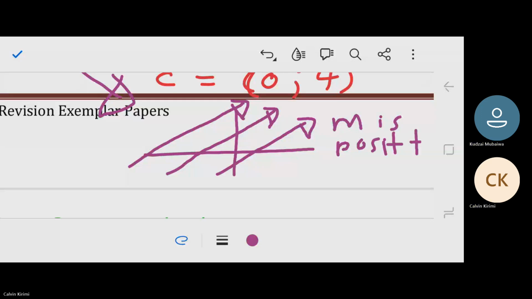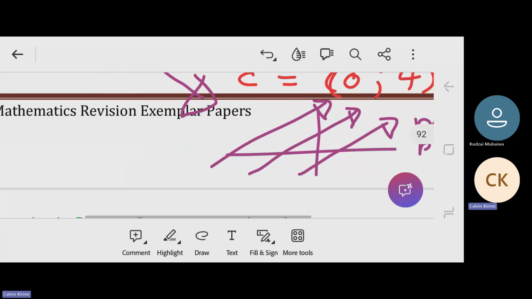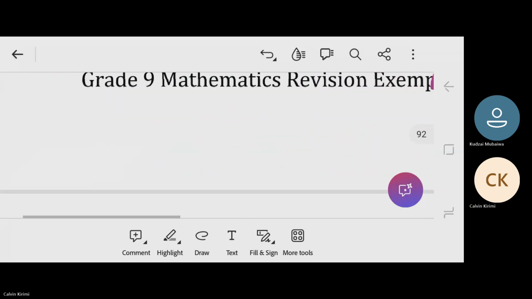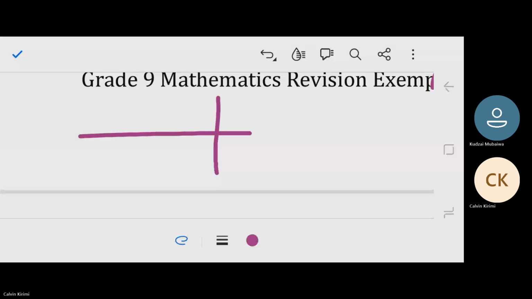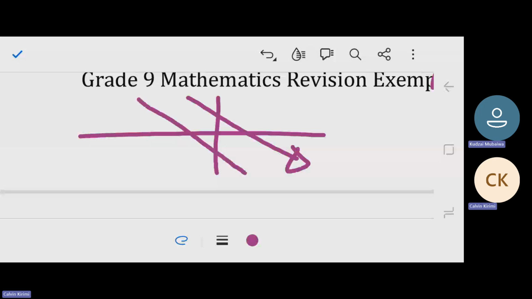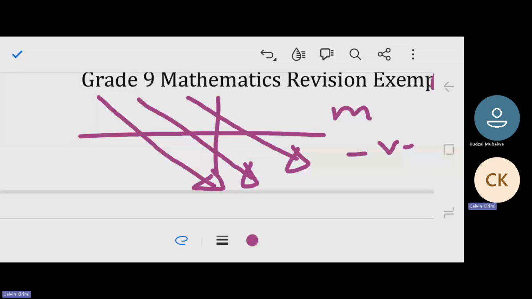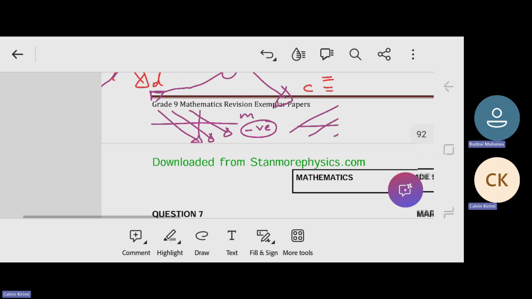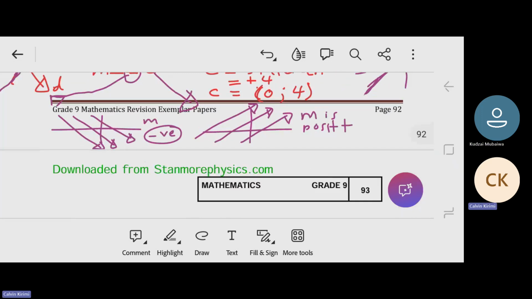But if the M is negative, it is vice versa, isn't it? Your graph will be going downward. That is when M is what? Negative. Yes, sir. When M is negative, your graph will be going downward. So we must know that. So in our case, M is what? Negative, isn't it?